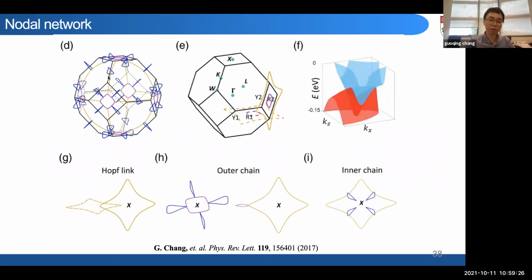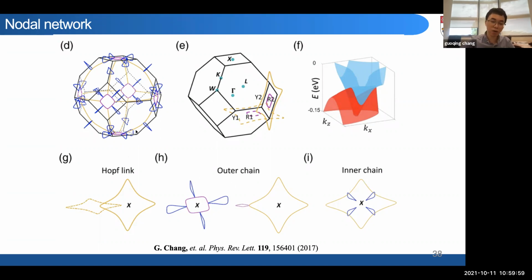where these are all the band crossings we observed in momentum space. We have 3 types of loops: the blue, red, and yellow. This is not easy to visualize if you only look within the Brillouin zone. However, if we look beyond one Brillouin zone, you can see this yellow loop actually forming the Hopf-link structure, and this blue loop and the red loop form the outer chains, and this blue one and the yellow one form the inner chain.